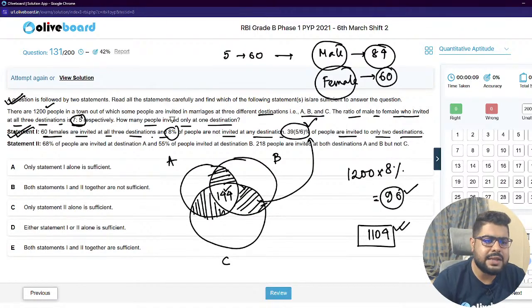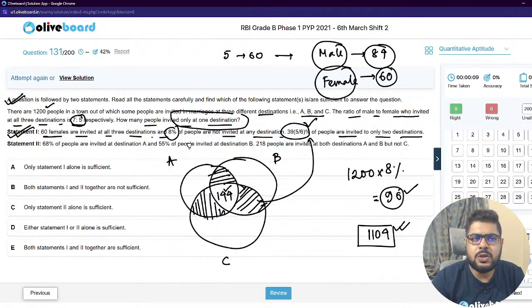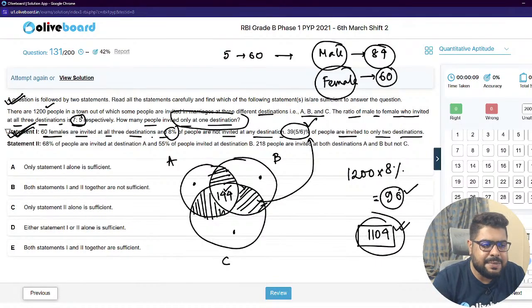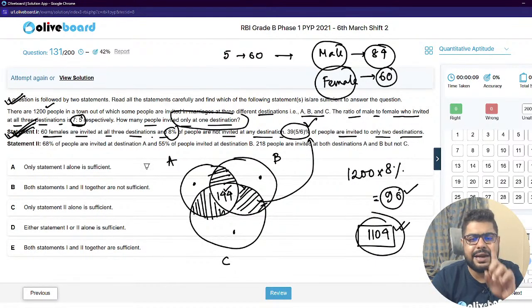Acha, tab to they are asking how many at only one destination. Sir, it's very simple. I know this, I know this. So only one destination means this part plus this part plus this part. So वो तो सर total is 1104. So minus करो, मिल जाएगा. So definitely from statement 1 I can get to my answer. From statement 1 I can definitely get to my answer.